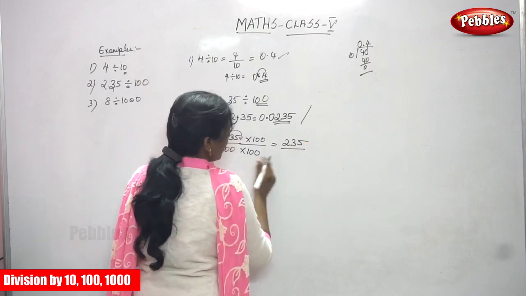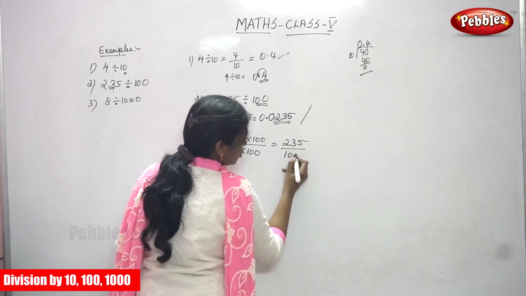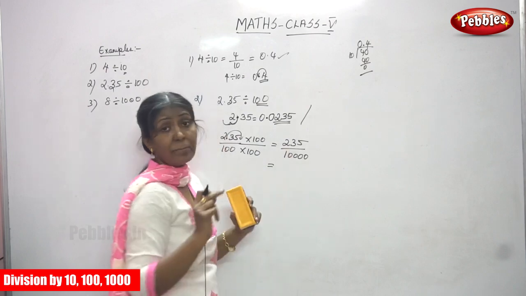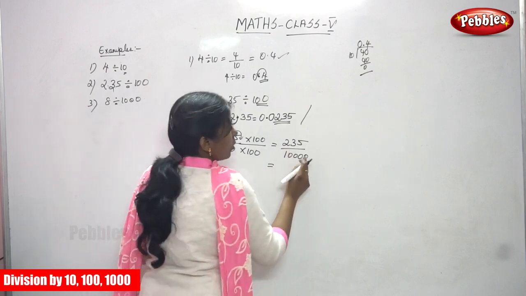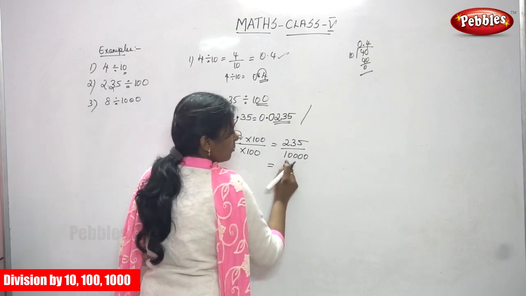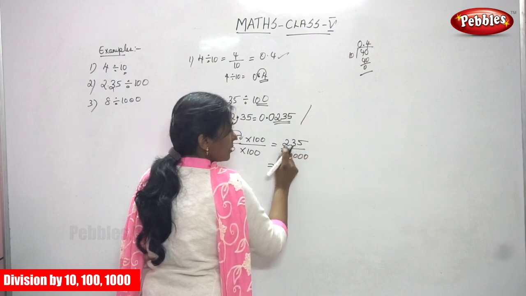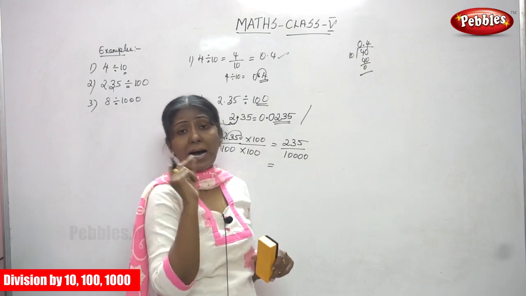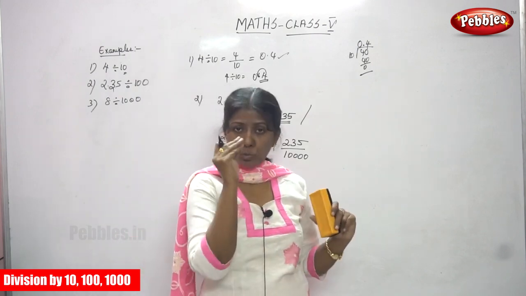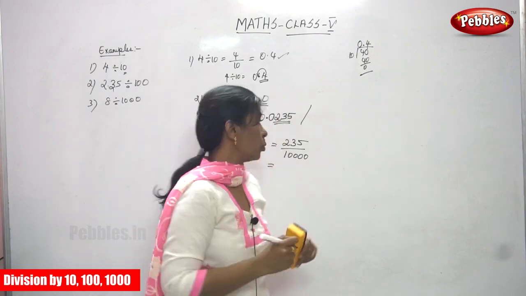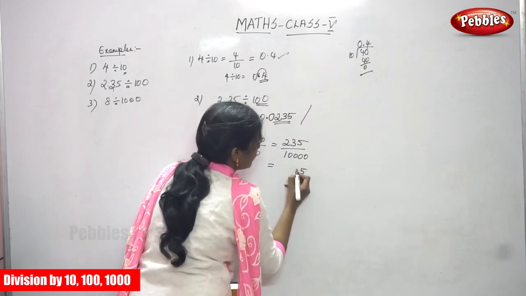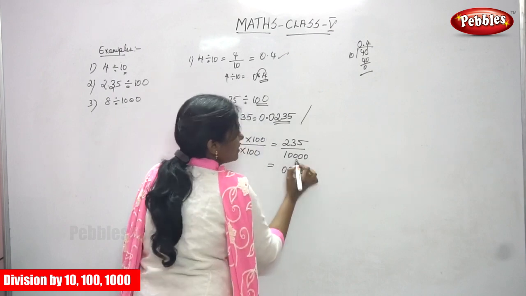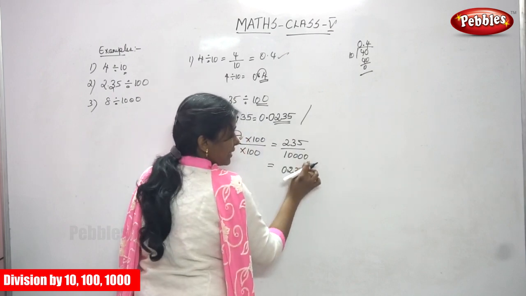So 100 times 100 gives 10,000. 1, 2, 3, 4. So what are you going to do now? 235 is divided by 10,000. How many zeros are here? 1, 2, 3, 4. How many digits are here? 1, 2, 3. So one digit is not there, so you have to write 0 for that particular digit. So you write 5, 3, 2, and after that 0, because 235 is divided by 10,000.